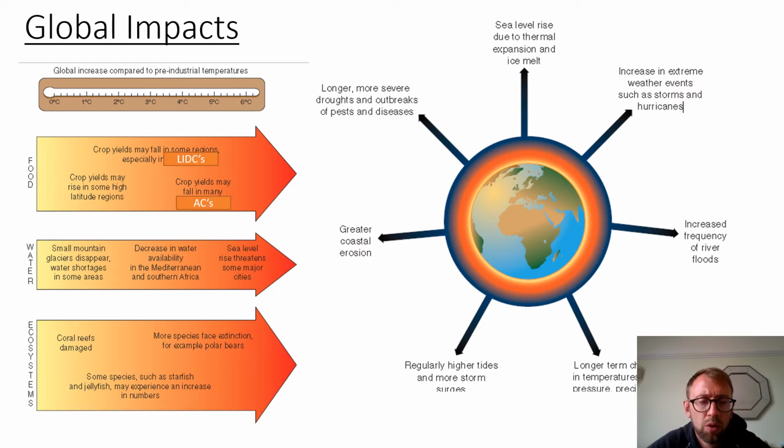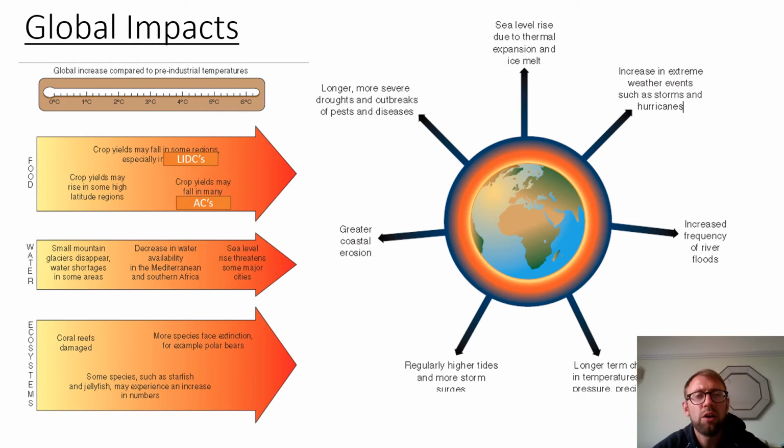So for example, we can see on the ecosystems one at the bottom, it says more species face extinction. For example, polar bears. Now in our last session we talked about the fact that Arctic ice is reducing. That's where a lot of the polar bears spend a lot of their time.